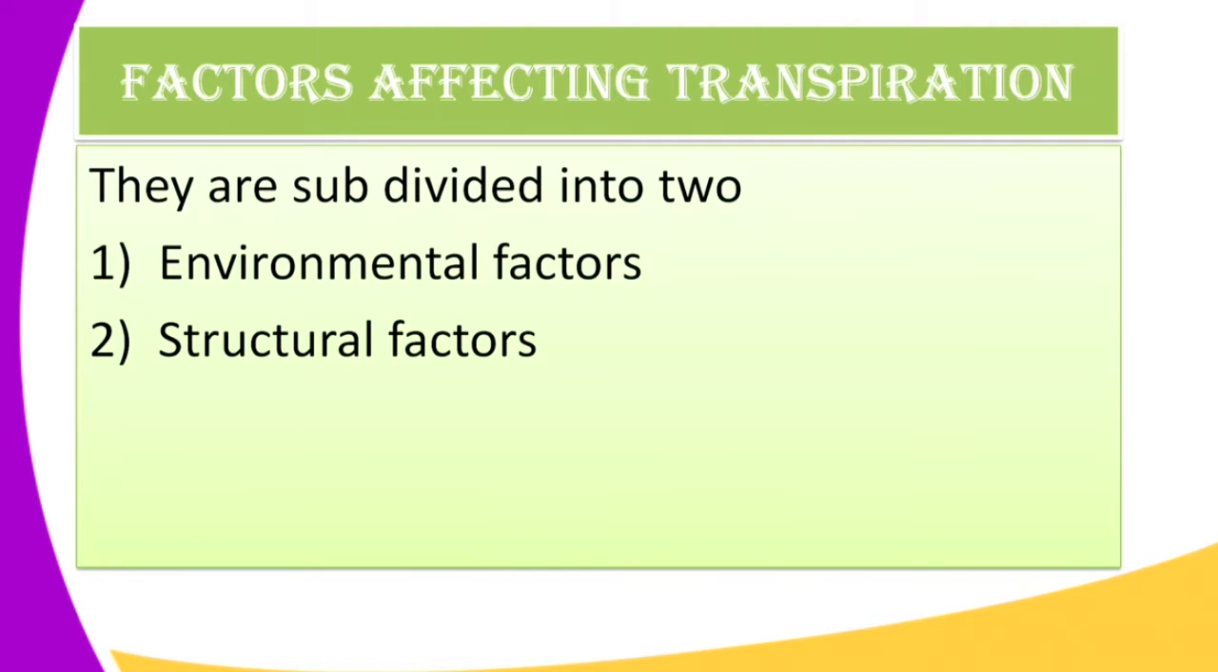So now let us look at the factors which affect the rate of transpiration. Remember, we had earlier discussed transpiration and we said that transpiration is the loss of water from the surface of the leaf, and the water is lost through the openings that are found on the leaves, which are called the stomata. So the factors affecting transpiration are subdivided into 2. The first ones are the environmental factors and the other ones are the structural factors which deal with the makeup of the leaf. So we're going to start looking at the environmental factors.